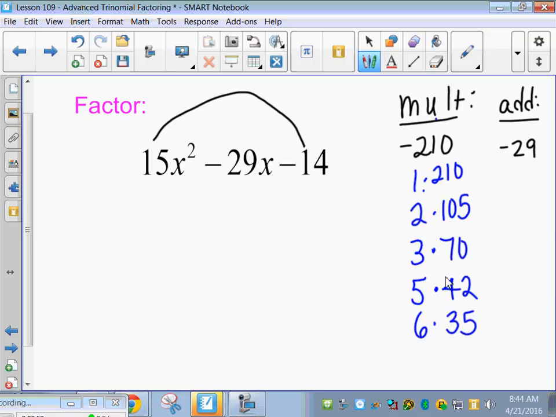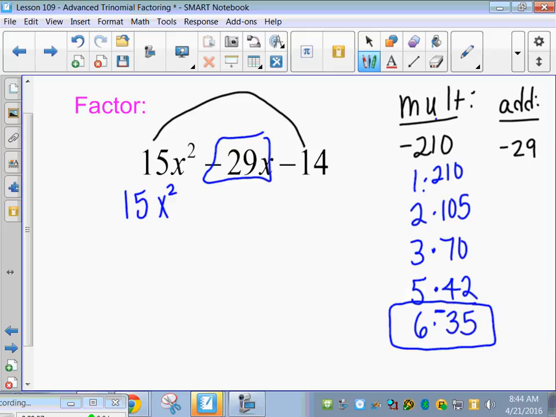So now they need to add to negative 29. Which one has to be negative? Okay, negative 35. So I'm going to rewrite it, and I'm going to replace the middle term with these two. So 15x squared plus 6x minus 35x minus 14. And now we're going to factor by grouping.